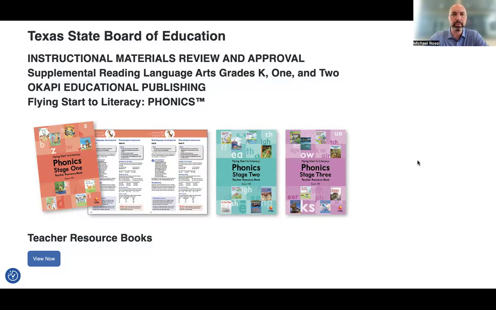Hello, and welcome to the program presentation of Flying Start to Literacy Phonics Stage 2 by Okapi Educational Publishing.